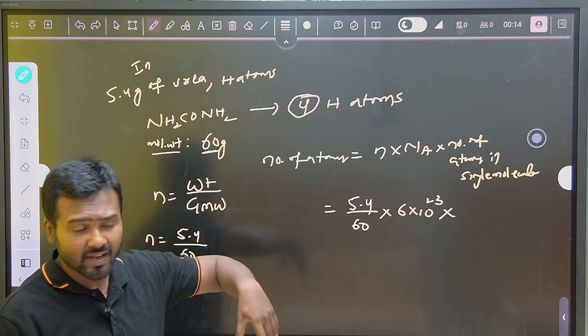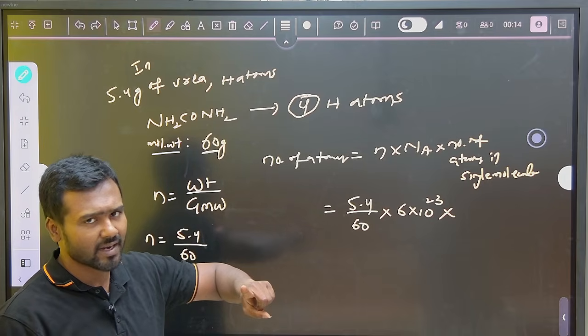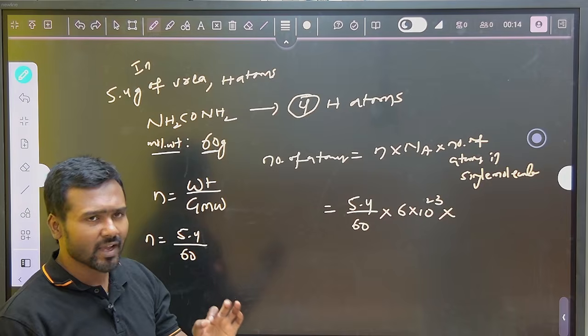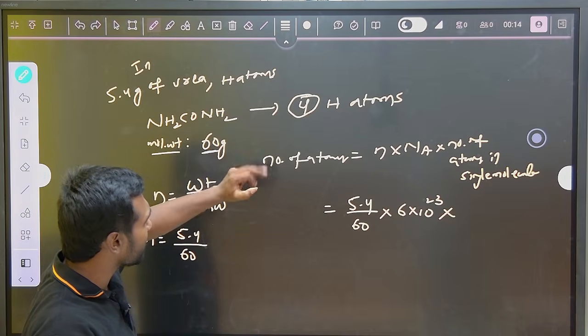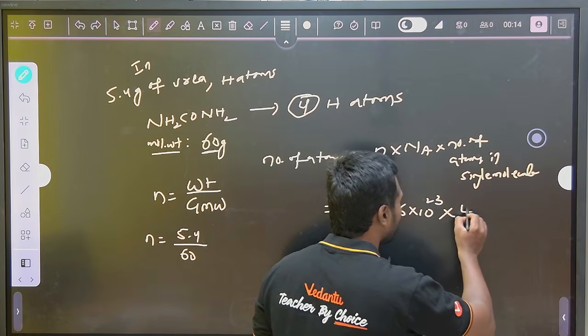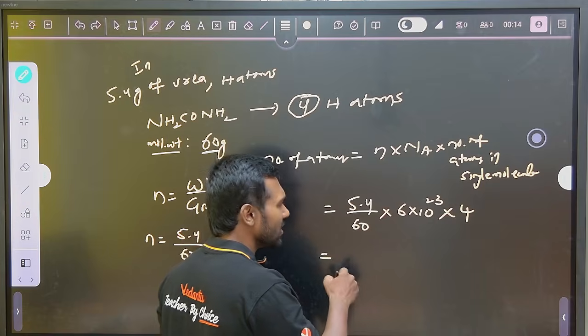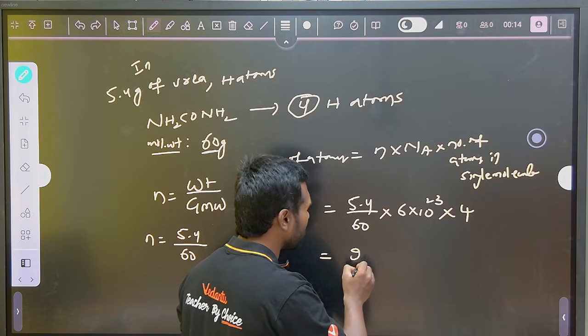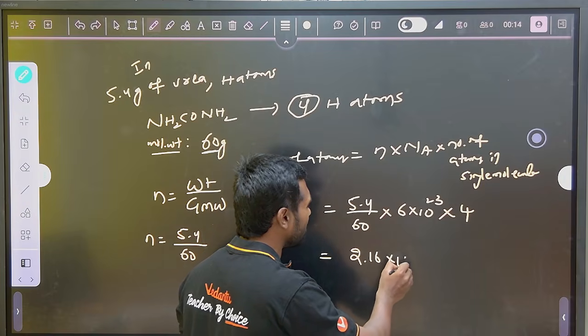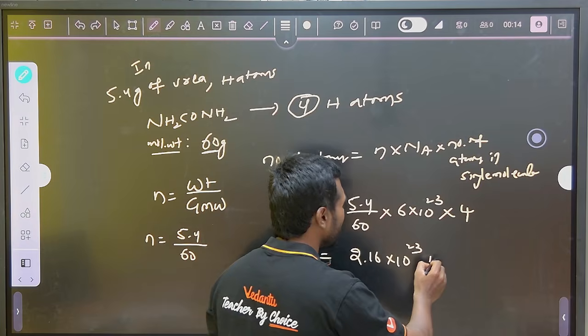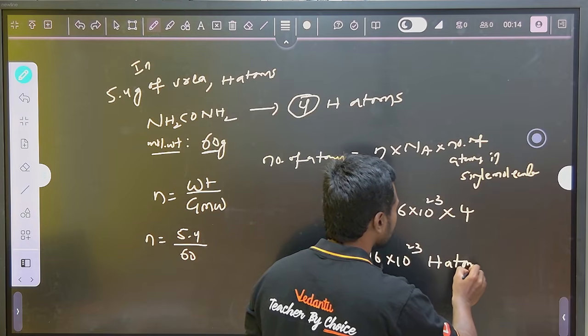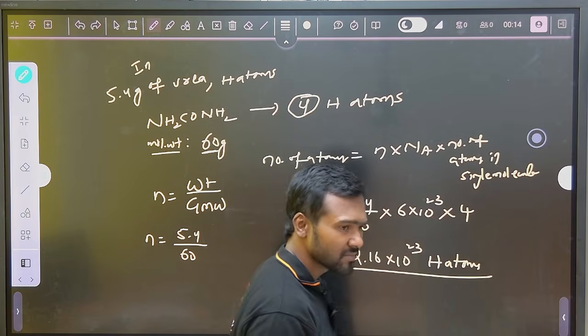Here we are not finding all the atoms, we are finding only hydrogen atoms. So you have to take only hydrogen atoms. There are 4 hydrogen atoms, so multiply with 4. If you multiply, you are going to get around 2.16 into 10 power 23 H atoms present. We are finding only H atoms. Simple question.